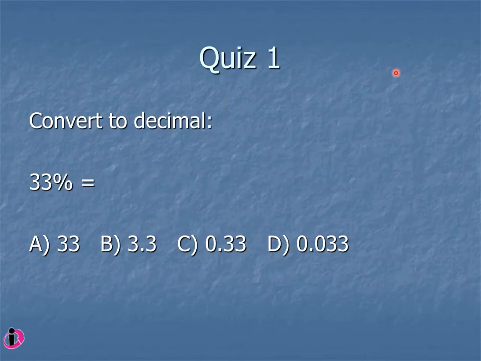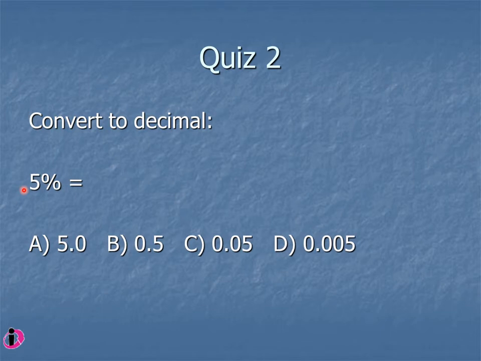So let's try some quizzes here. Let's convert 33% to decimal. The right answer is C, right? Because we move the decimal point to the left, 2 positions left. So the decimal point is right after 33 here, and we are moving it to here, 2 positions to the left. Right answer was C.